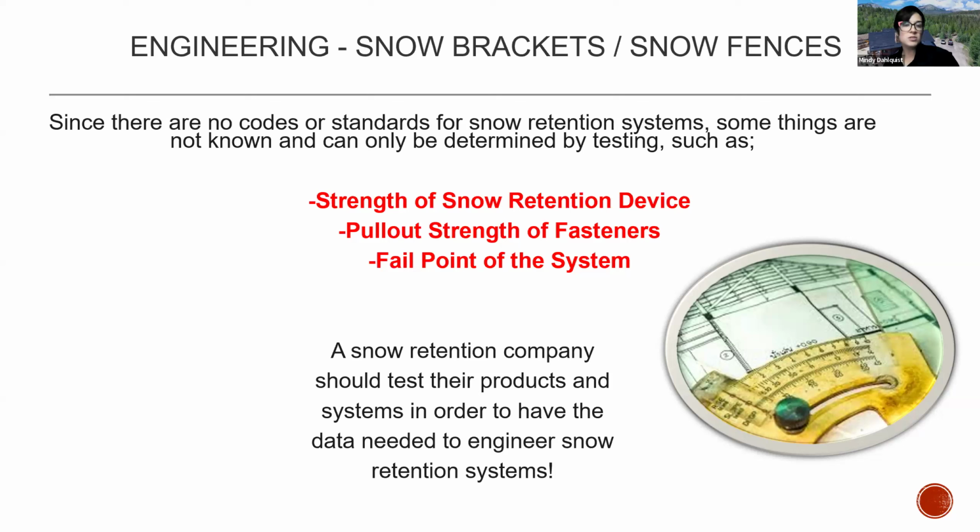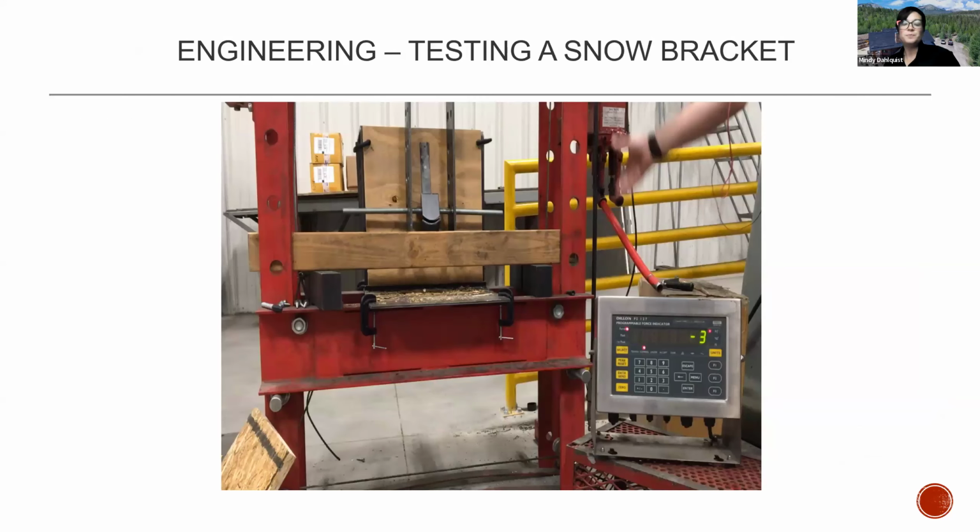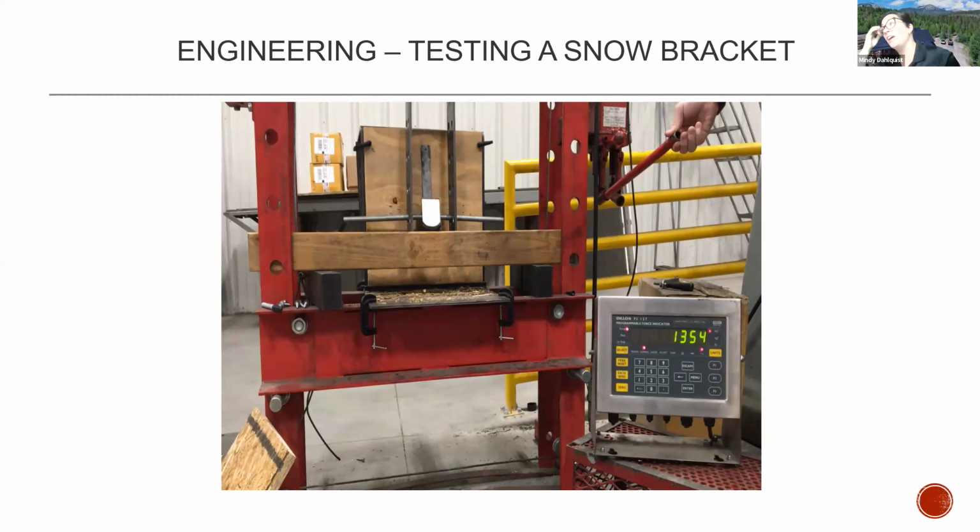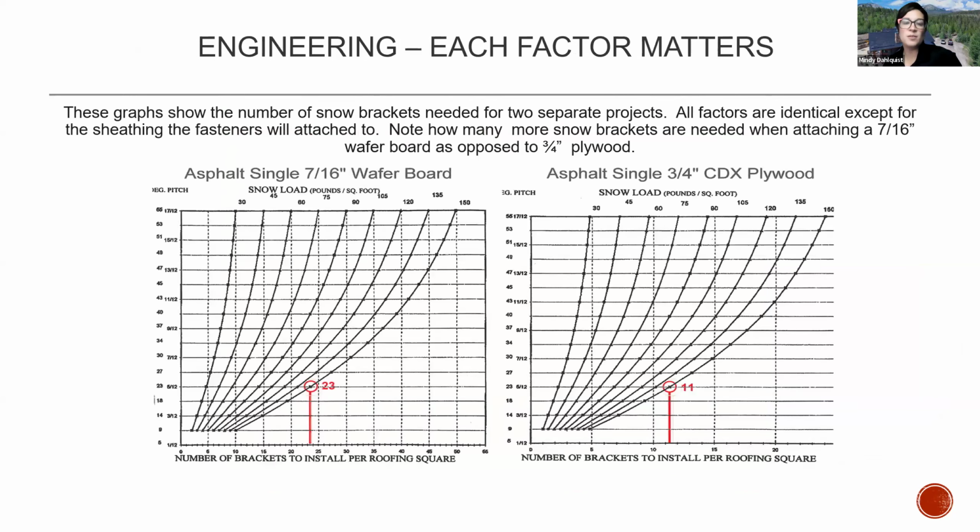So working with a snow retention company that tests their products and systems to have all of that data is crucial. This is a very basic test of a snow bracket, and they're going to run those numbers up. I believe they get up to like 1,300, 1,400 pounds, somewhere in there. And eventually the fasteners do pull out. That is most likely always going to be the weakest point of a bracket, the part where it is installed. The bracket itself can be very, very strong, but you are always going to engineer to the weakest point of the system, which in that case would be your fasteners.